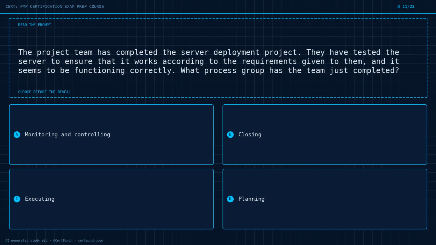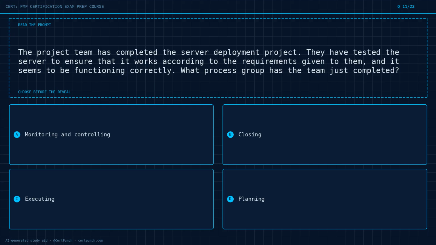Question 11 of 23. The project team has completed the server deployment project. They have tested the server to ensure that it works according to the requirements given to them, and it seems to be functioning correctly. What process group has the team just completed?